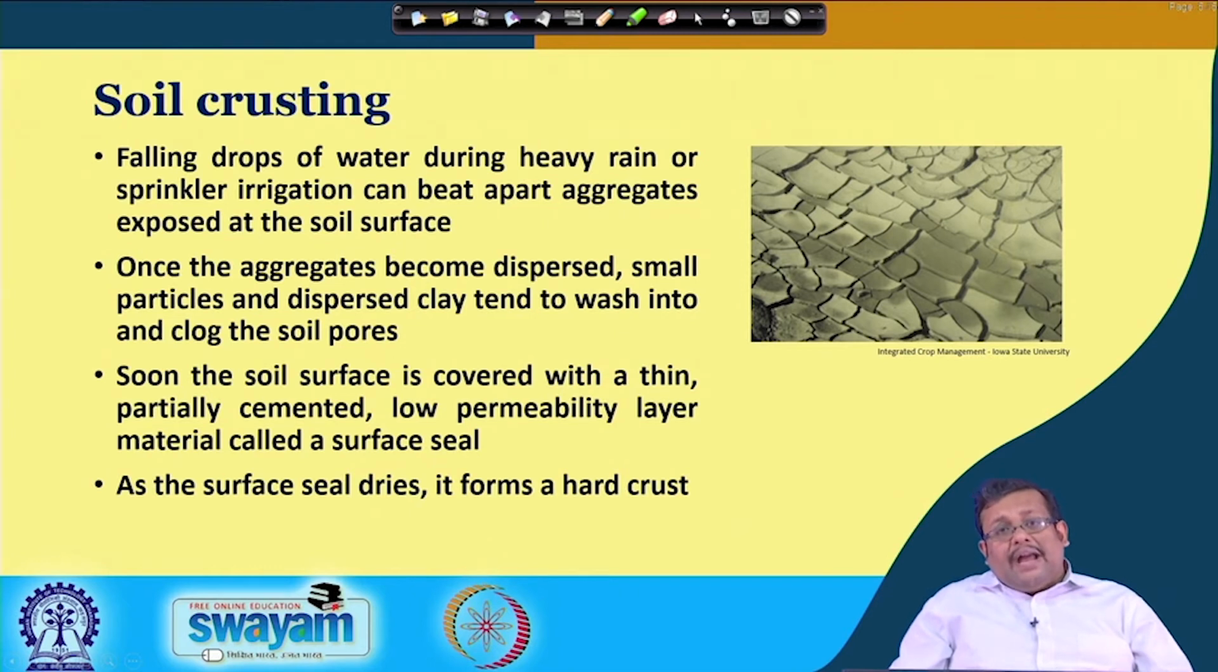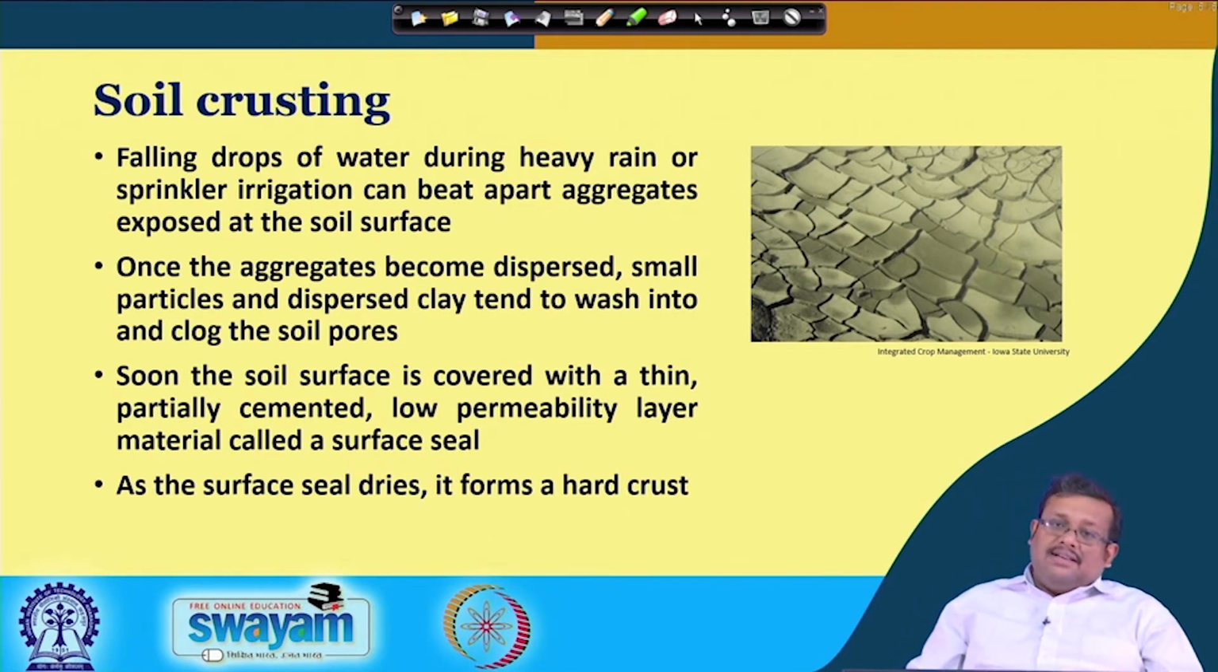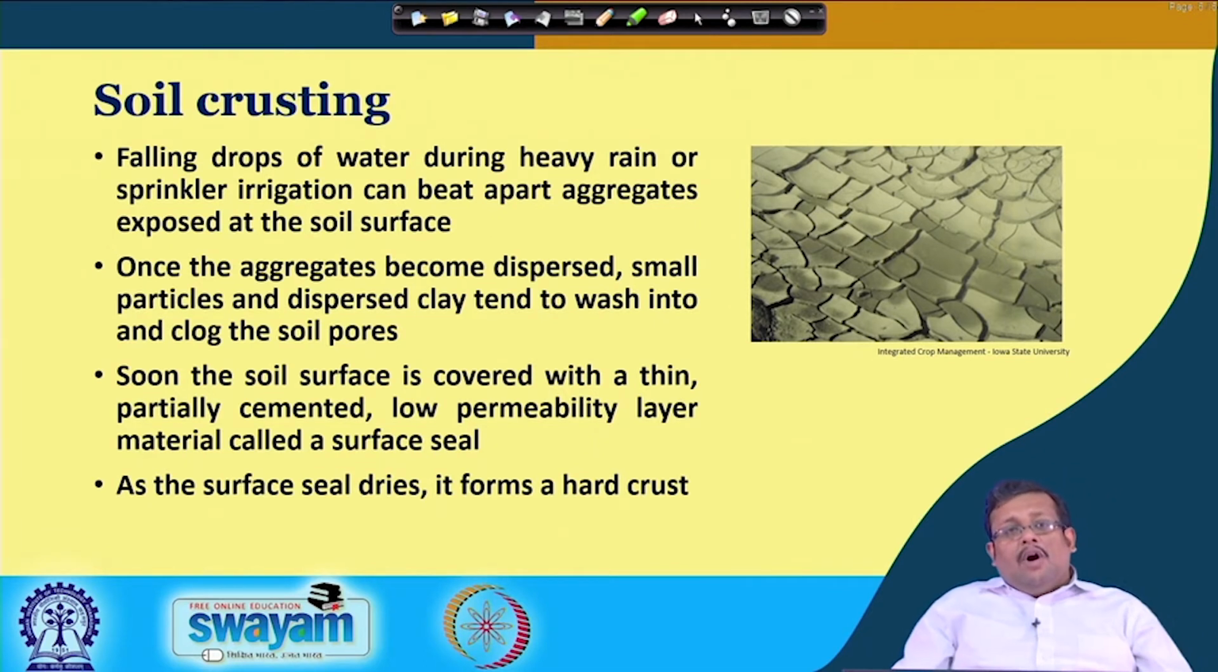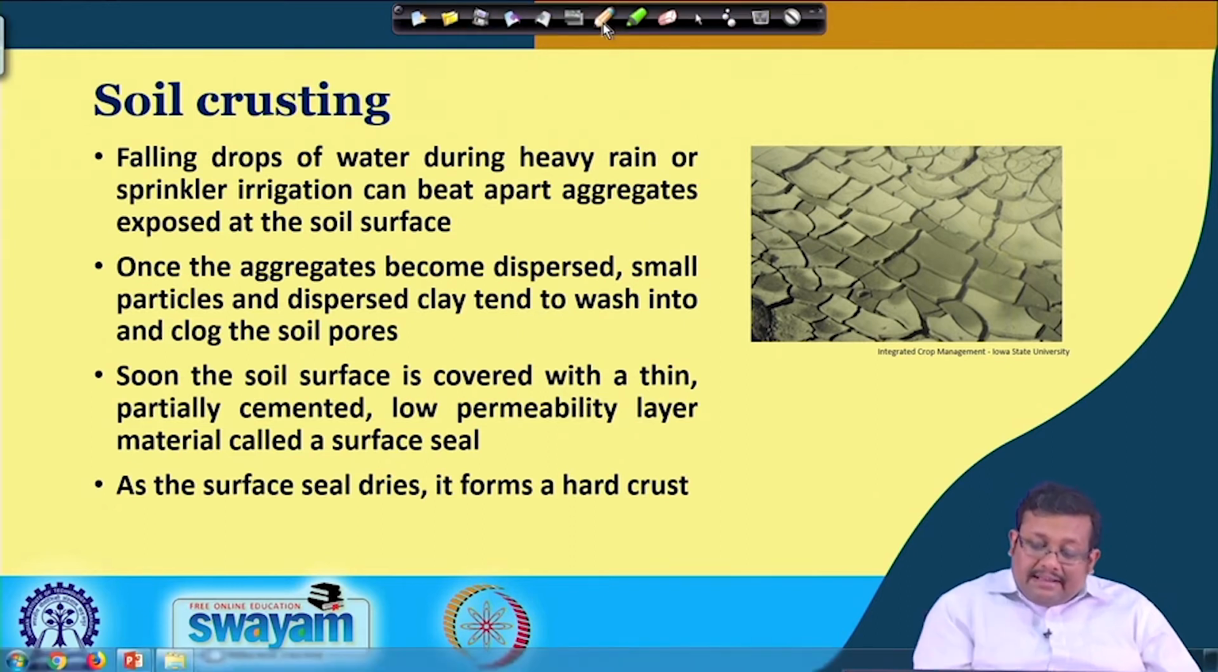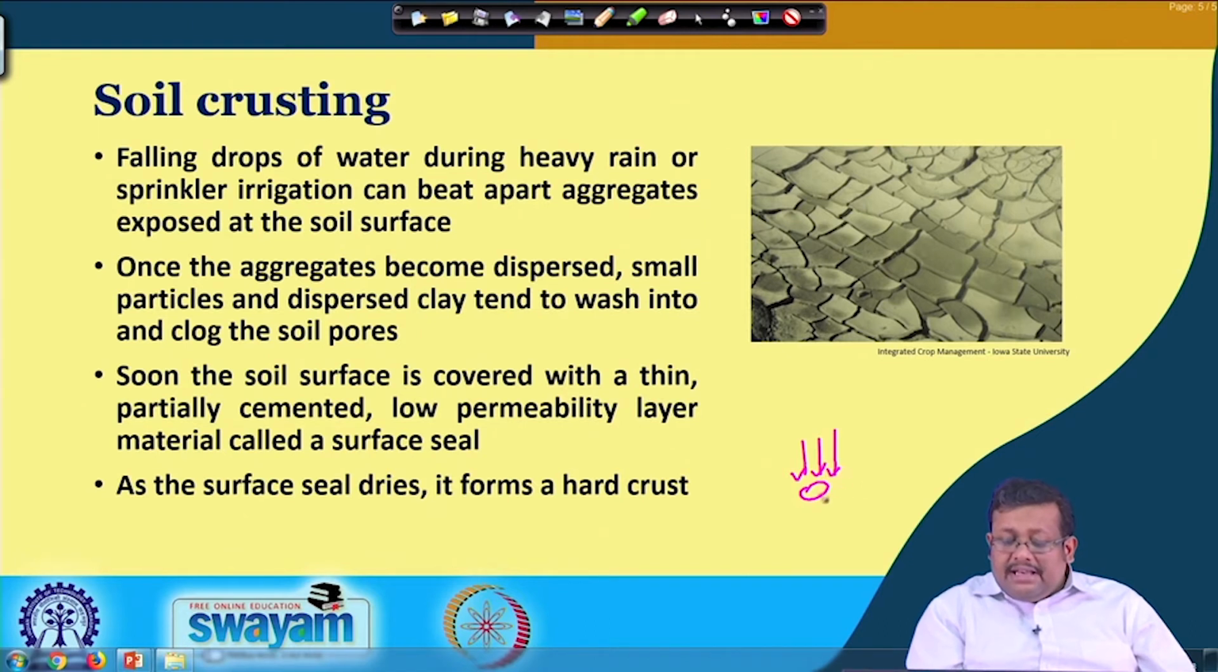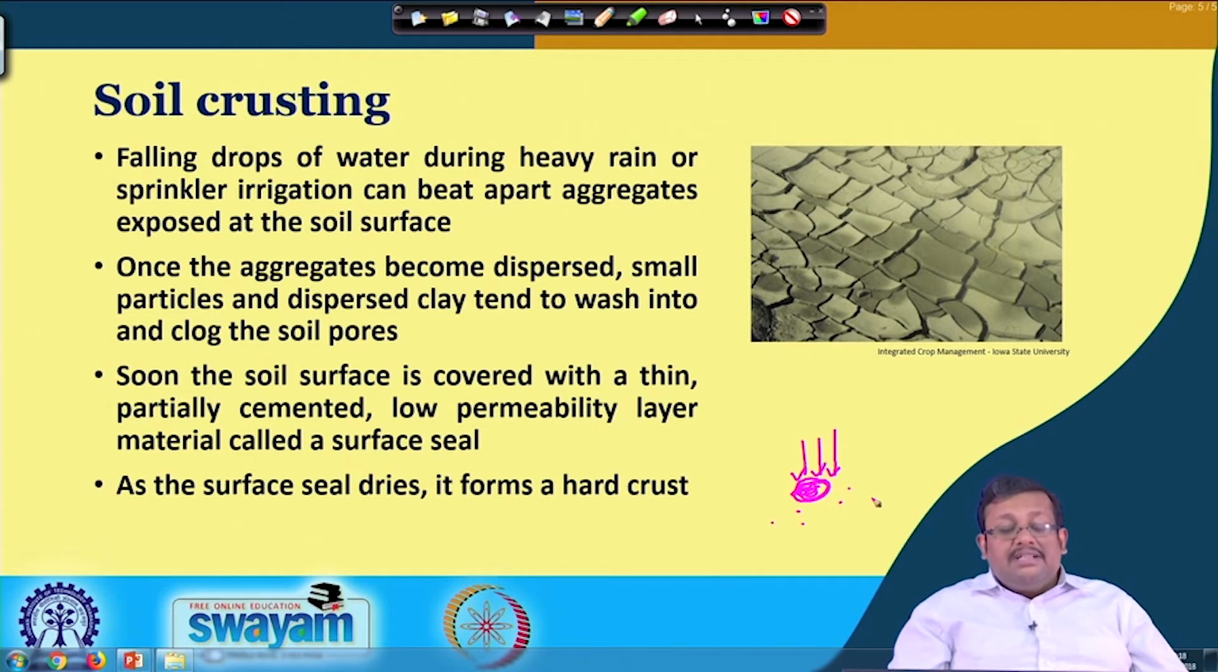Another important unfavorable condition for soil is called soil crusting. Now, soil crusting generally occurs due to the beating action of falling raindrops. You know that falling drops of water during heavy rain or sprinkler irrigation can beat apart aggregates exposed at the soil surface. So, if we think this is a soil particle, due to the beating action of falling rainfall, these aggregates will break down and produce individual particles, and once the aggregates become dispersed, these small particles and dispersed clay tend to wash into and clog the pore space.